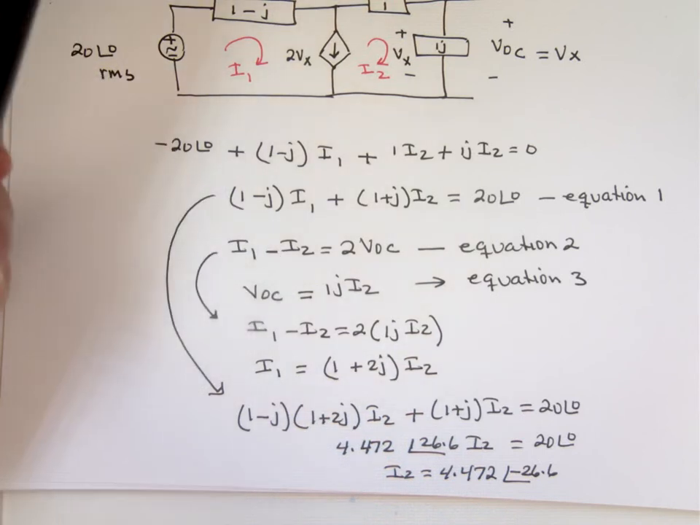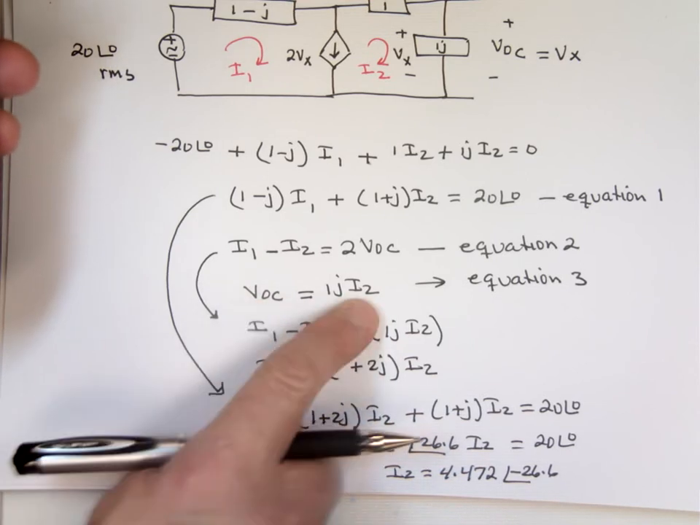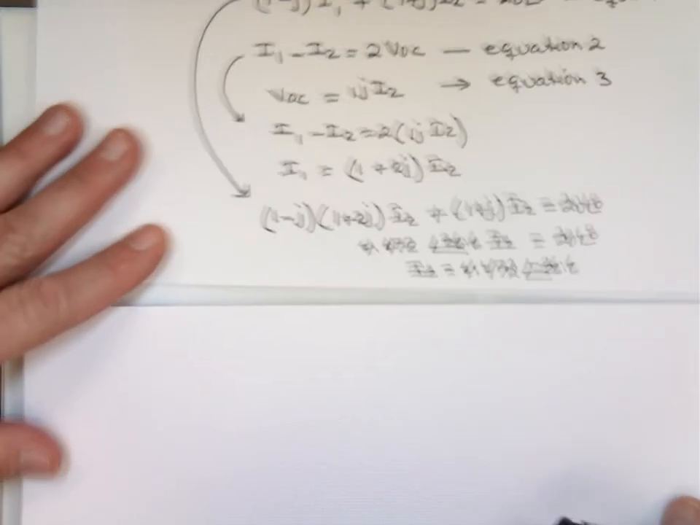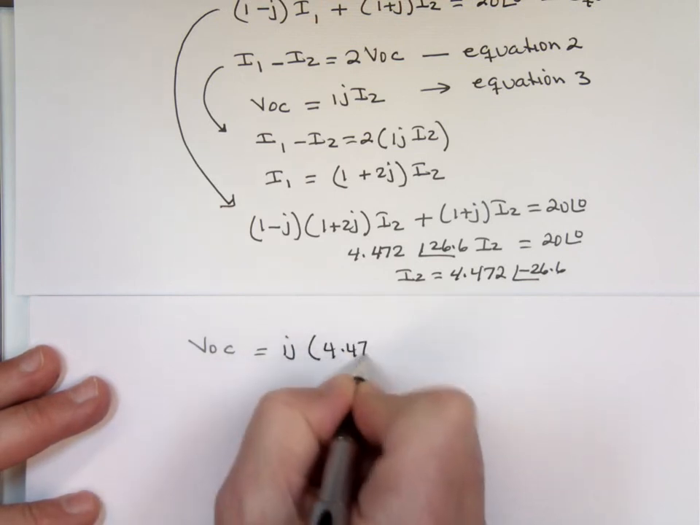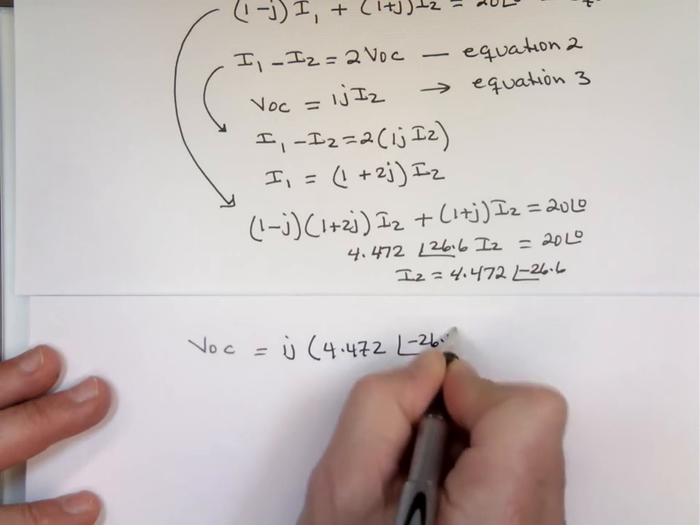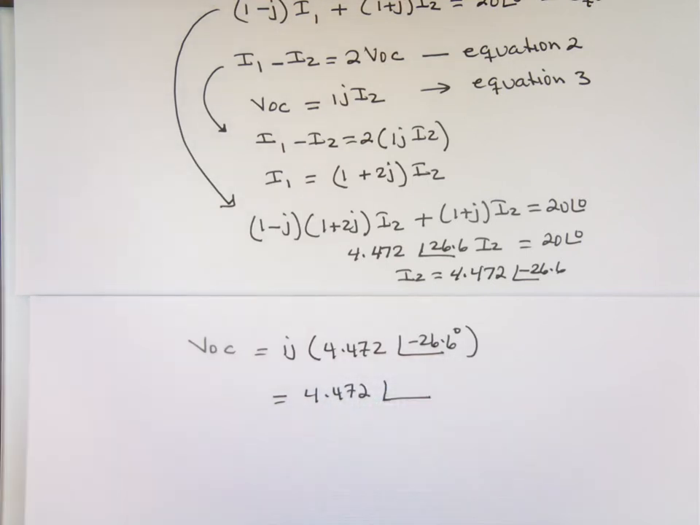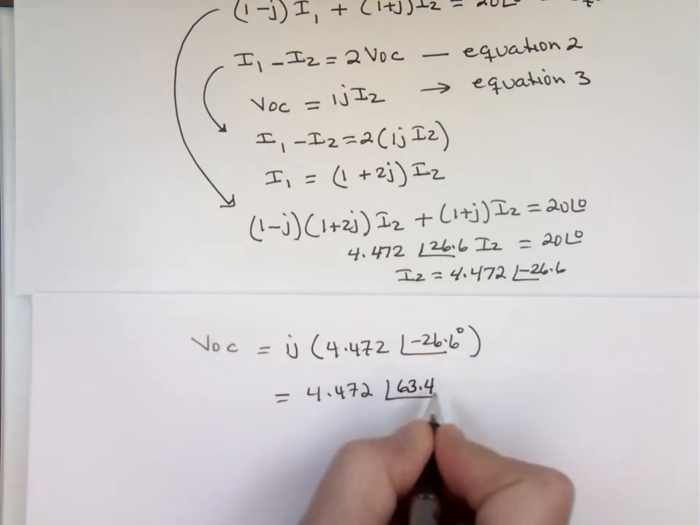So do you know what V open circuit equals now? V open circuit is 1j times I sub 2 from here. See it? So my V open circuit is 1j times I sub 2, which is 4.472 angle negative 26.6 degrees. What is 90 minus 26? What's 90 minus 27? 1j is 1 angle 90. That's V open circuit. That's your V Thevenin.